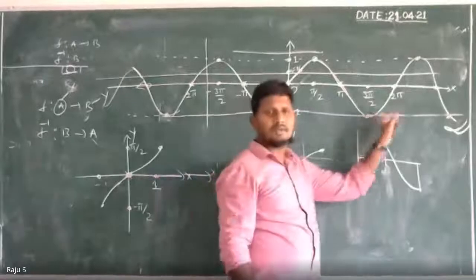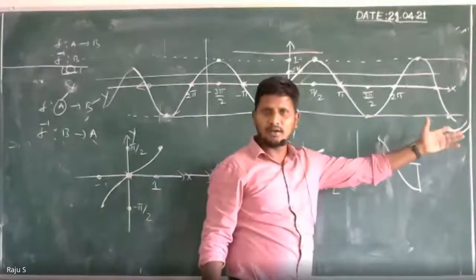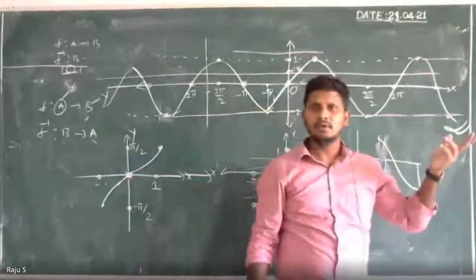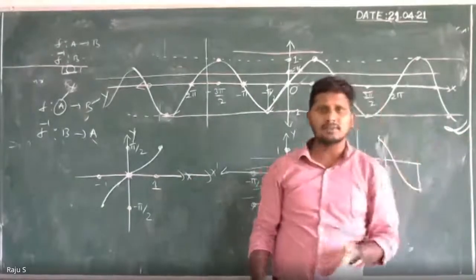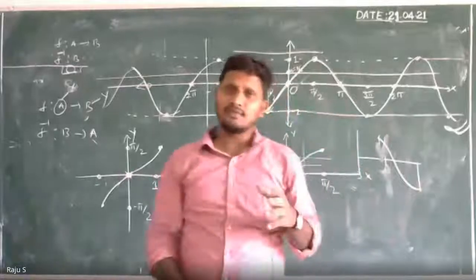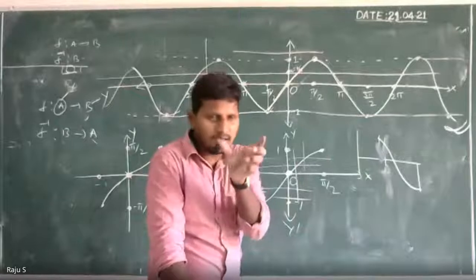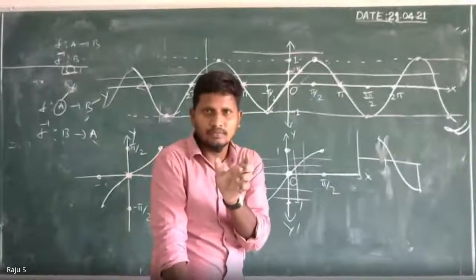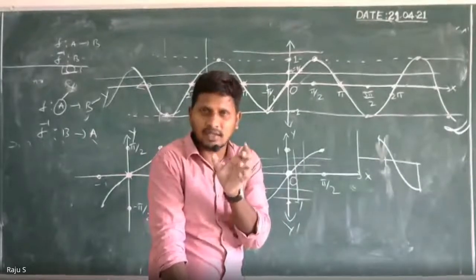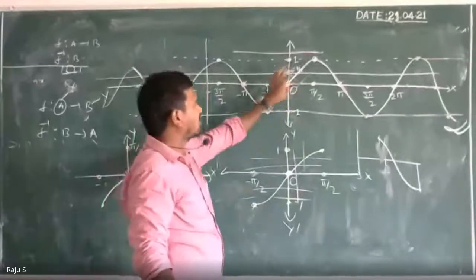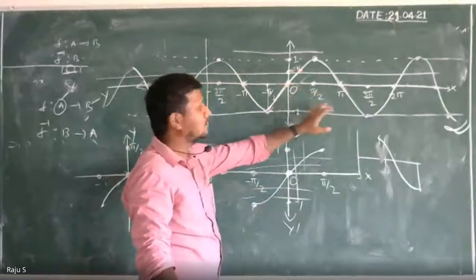Not only that, 270 to 450 also it will exist, 450 to 720 also it will exist, like that. So infinite subintervals are there. But in that we have to take the least interval. What is the least interval which belongs to both x and y axis? This minus 90 to plus 90.